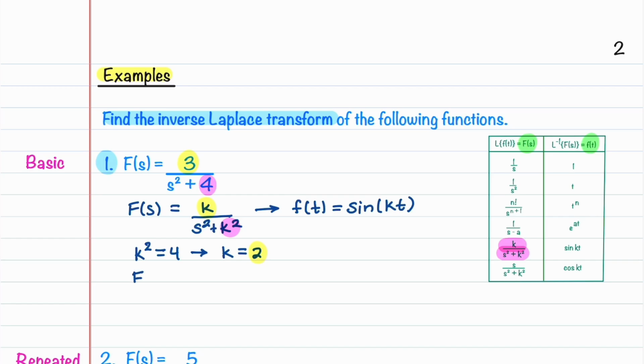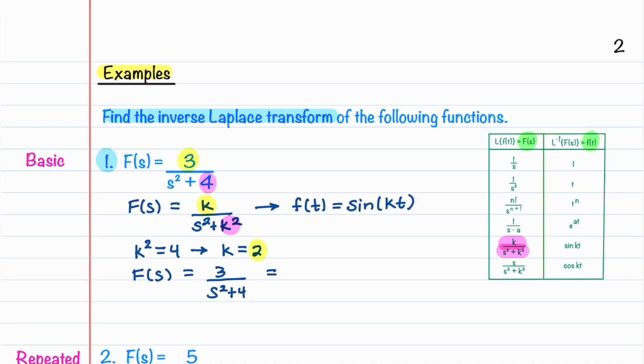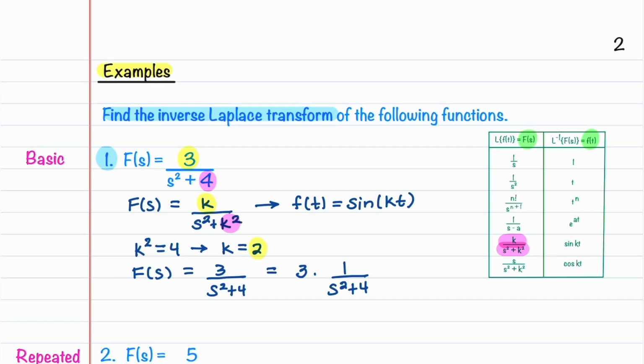We have F of s is equal to 3 all divided by s squared plus 4, and we're going to write this as 3 times 1 all divided by s squared plus 4. To match the table, we need this number to be k, or 2. So we're going to write this as 3 times 1/2 times 2 all divided by s squared plus 4. That way we have a 2 in the numerator, but by multiplying by 1/2, we didn't change the problem.